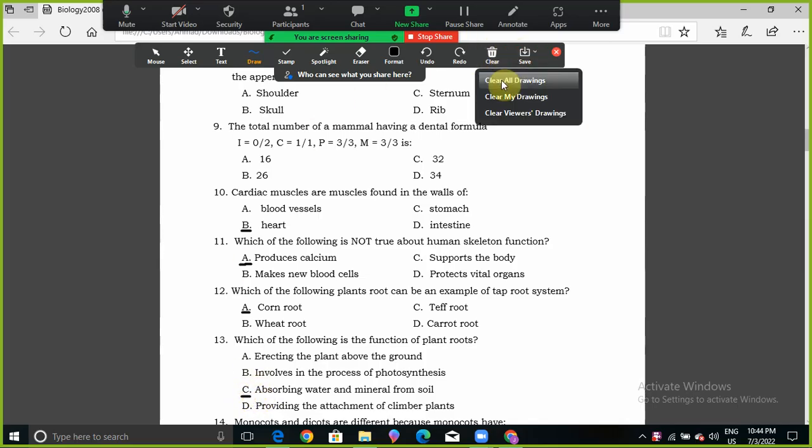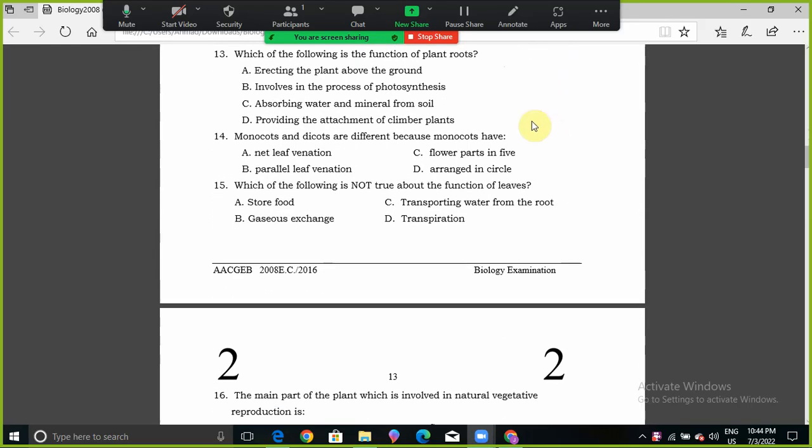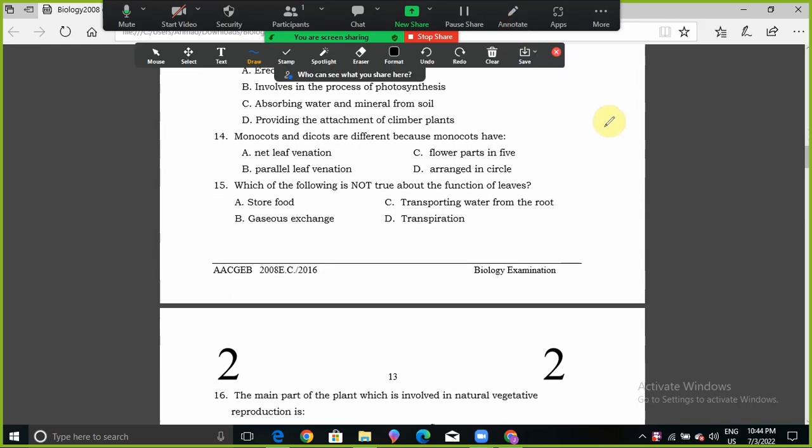Now, question number 14 says, monocots and dicots are different because monocots have what? Net leaf venation, parallel leaf venation, flower parts in 5, or arranged in circle. Let's see the difference first between monocots and dicots. Monocots have parallel venation and flower parts in threes, and monocot means one cotyledon, and the vascular bundles are distributed throughout. About dicots, they have net venation, flower parts in 4s or 5s, 2 cotyledons, and are arranged in a circle.